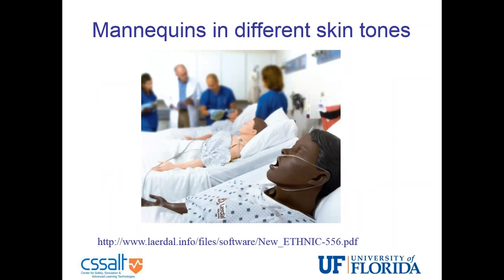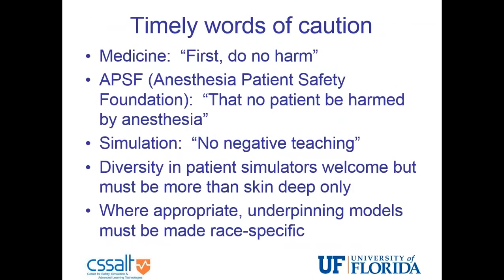As an example, this is a picture I got from the Laerdal website. They have three different skin tones for their mannequins now: black, white, and brown. And I talk with Laerdal and Meti, which is now CAE. Unfortunately, the diversity they have in their mannequins is literally only skin deep. It's only the pigment they add to the rubber when they make the skin. The models are not race specific in those instances where they should be.